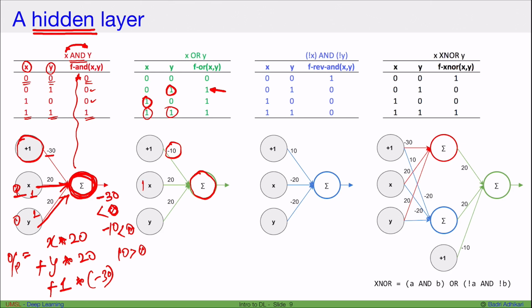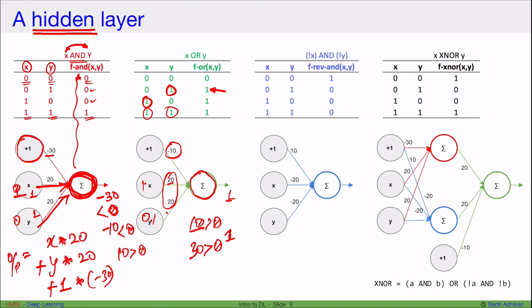Now, when X is 1 and Y is 0, this becomes 20 plus 0 minus 10 is a 10, which is more than 0. So when one of them is positive, this value becomes a positive value and it represents the case when the output is 1. If both of them are positive, so when X is 1 and Y is 1, then the sum of these two becomes 40 and minus 10 is 30. So 30 is still more than 0. So this also represents a 1 and it captures the OR function.